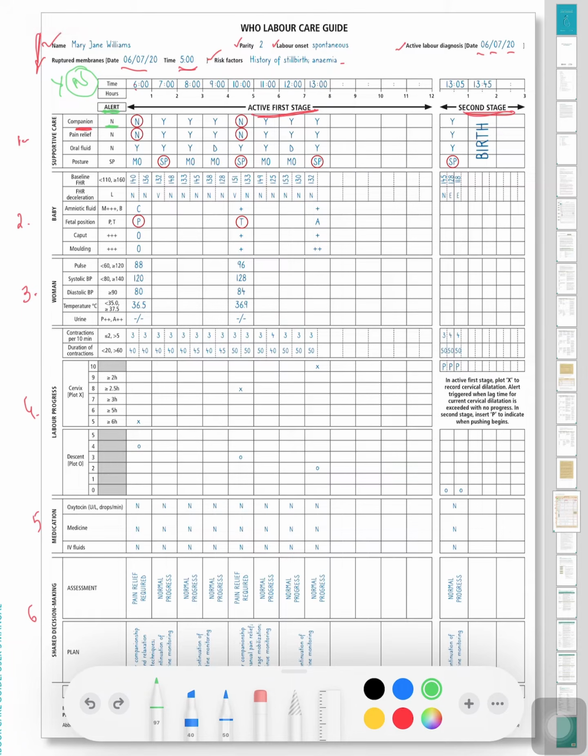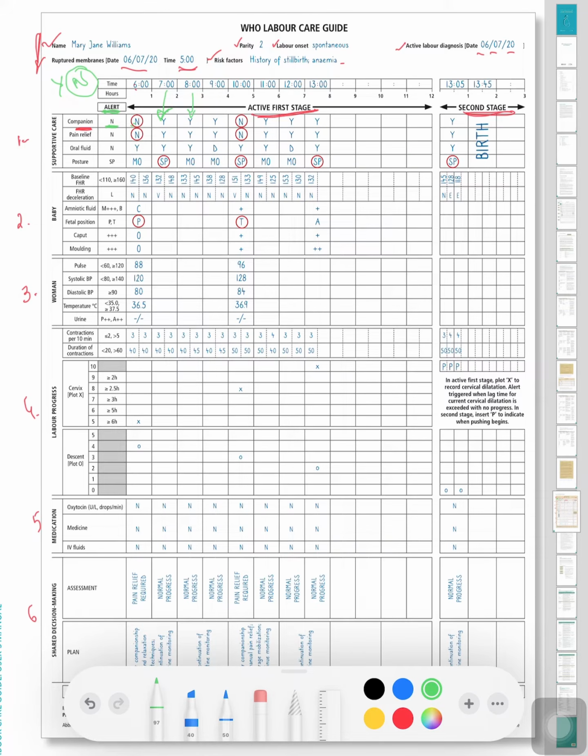When she came to the hospital at 6 o'clock, she did not have anyone with her, so her companion was no. That was an alert. We wrote this and we circled it with a red pen. After that, we called her sister, with her permission. We asked her if she wanted anyone with her, and she said, yes, please call my sister. We called her sister, and at 7 o'clock her sister was present. So we wrote a Y, that is a yes, for the companion. So that's totally fine.